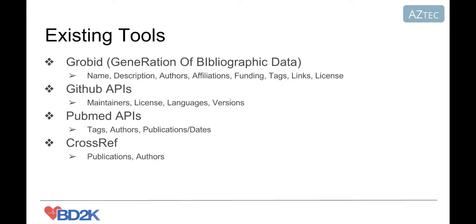There's also the GitHub API, which gives us more technical information about a resource's development, including programming languages, license, maintainers, and versions. And both the PubMed and Crossref APIs provide a way to find other publications related to the resource.